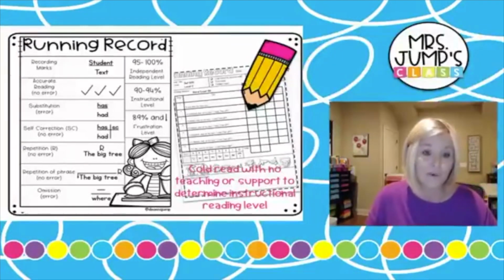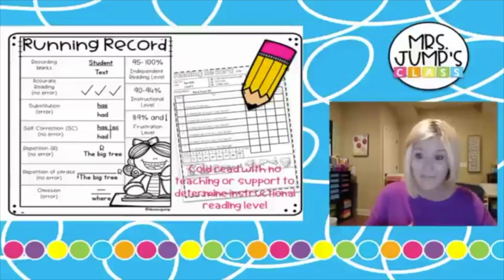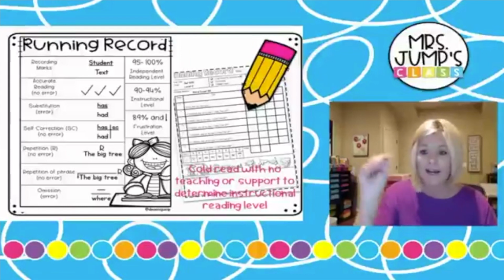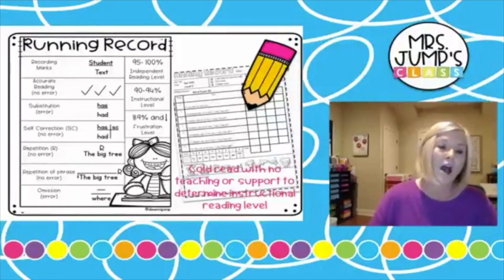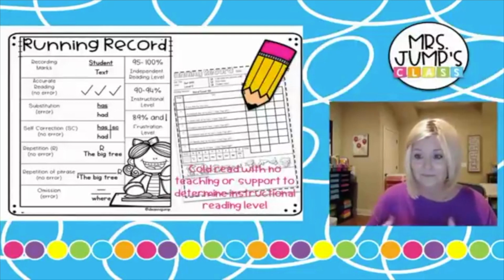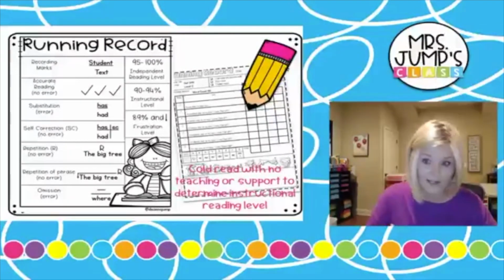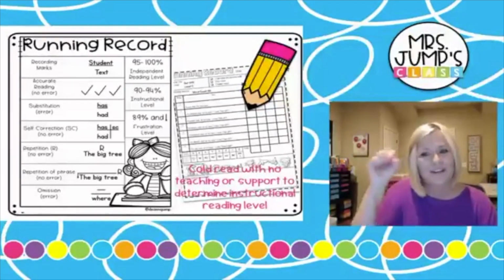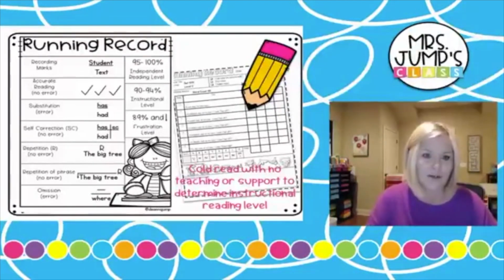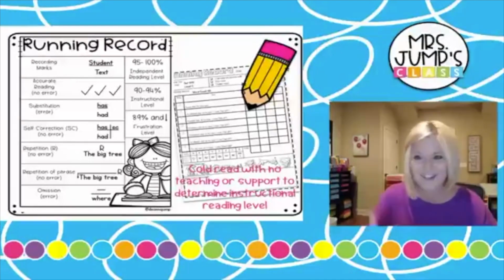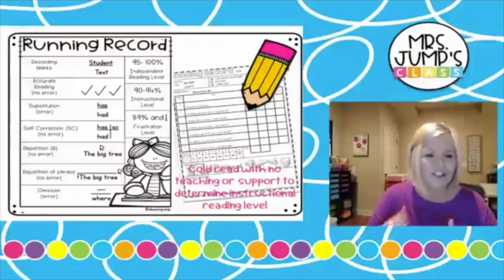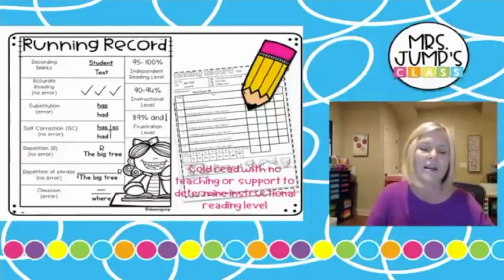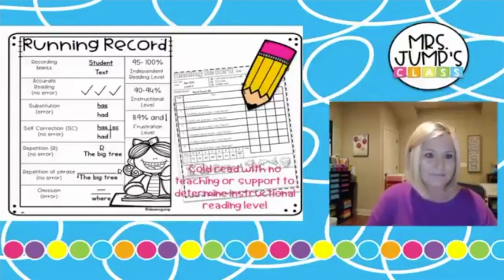Self-correction: the word is had and they said has, but they self-corrected it. You record that error and then it gets a line right beside it and an SC for self-correcting. If they repeat a word, so they make a repetition, that's not considered an error either. Just because they repeat the word twice, it's not an error, but you do record that they made a repetition. Like if she said the big tree, you would put an R above there so that when you go back and you're analyzing what your students are doing, you have that there to show you what they did.